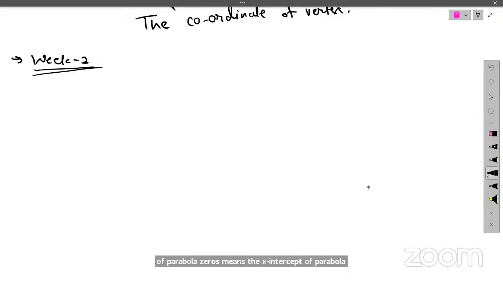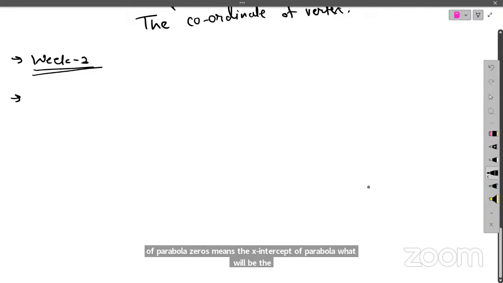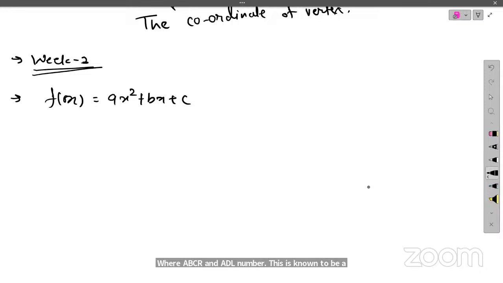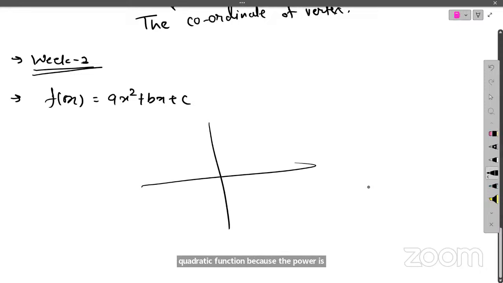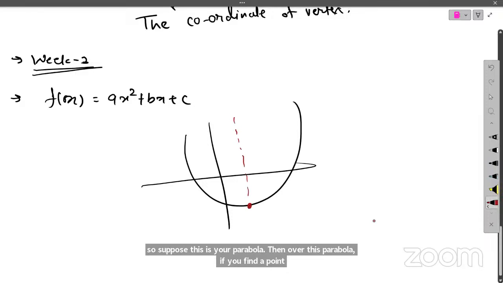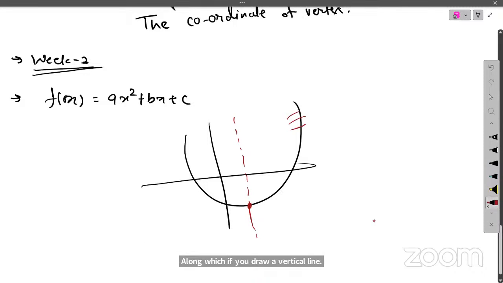What will be the general equation? The general equation of any quadratic function is given by f of x equals ax square plus bx plus c, where a, b, c are any real numbers. This is known to be a quadratic function because the power is 2, right? So suppose this is your parabola. Over this parabola, if you find a point along which you draw a vertical line, and both of the two wings of the parabola are symmetric with respect to this line, then this line is known to be the axis of symmetry.